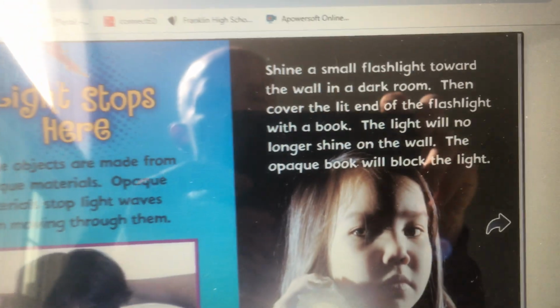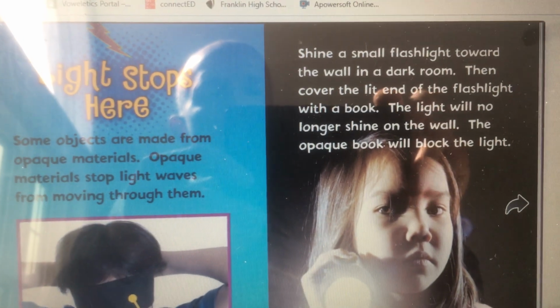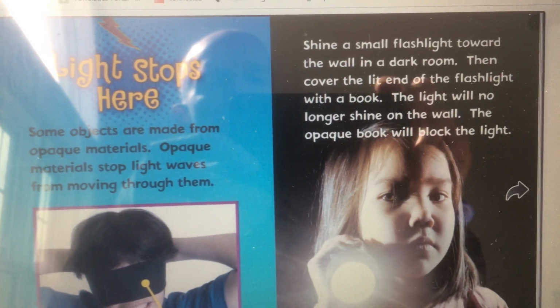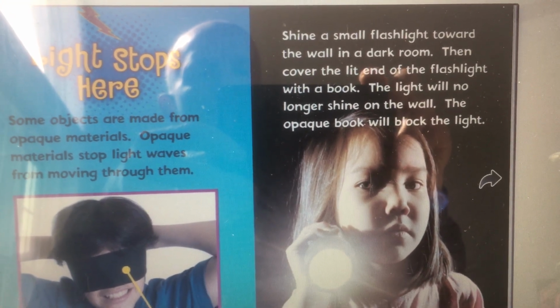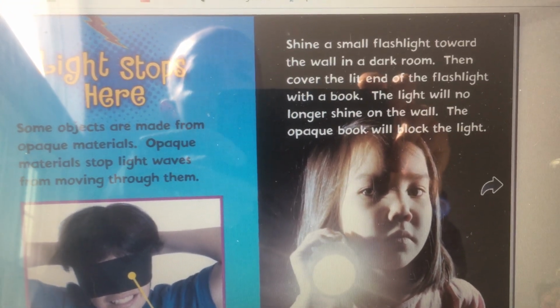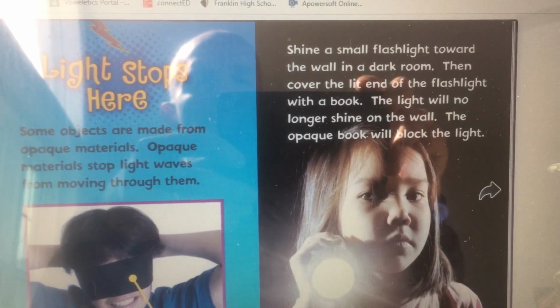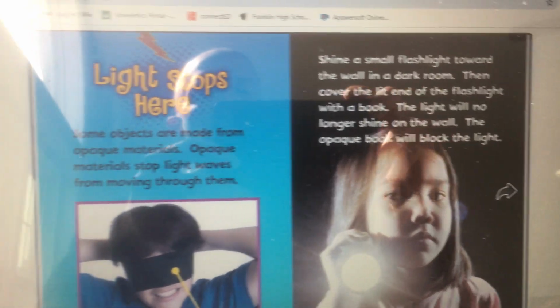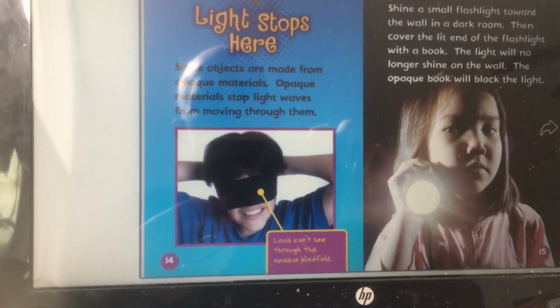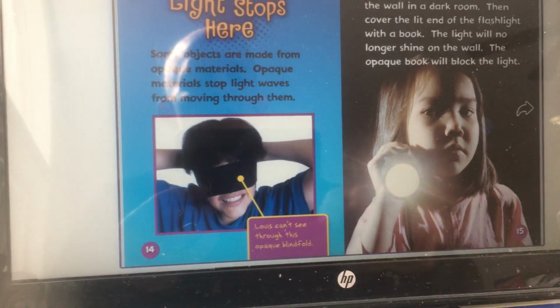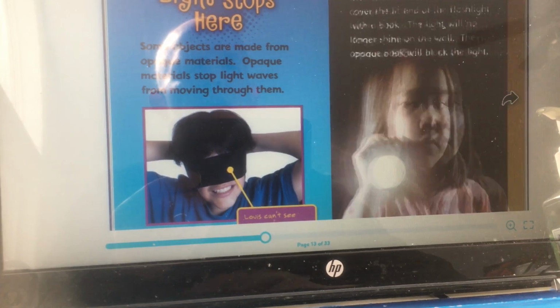Here's something you could do, perhaps at home. It says, if you shine a small flashlight towards the wall in a dark room and then cover the lit end of the flashlight with a book, the light will no longer shine on the wall. The opaque book will block the light. So if you try that, then a book will block the light, which means that the book is opaque.